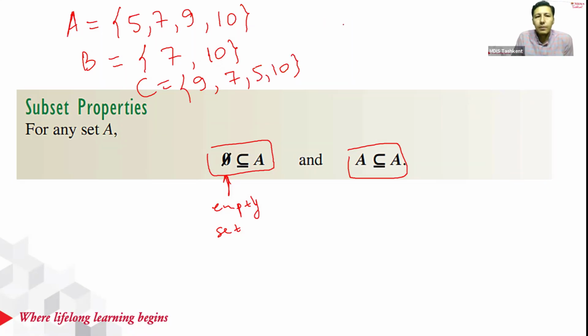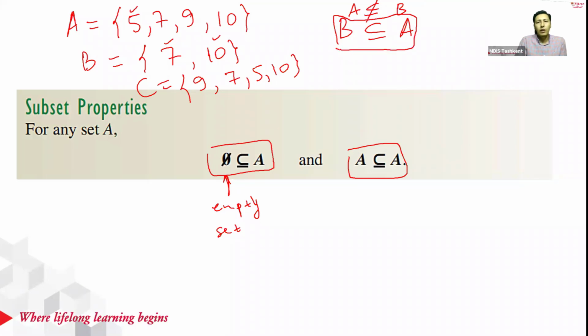So first, B, is it a subset of A? So do we have 7 in A? Yes. Do we have 10 in A? Yes. So it is a subset. But A is not a subset of B. Okay, be careful with order. So A is not a subset of B because not every element of A is also an element of B. For example, 5. Do we have 5 in B? No. Therefore A is not a subset of B, but B is a subset of A.